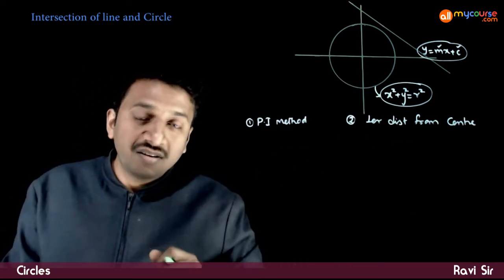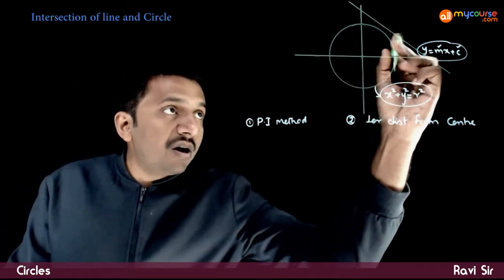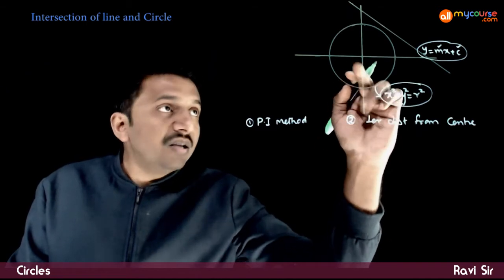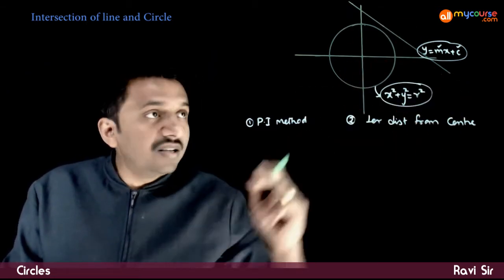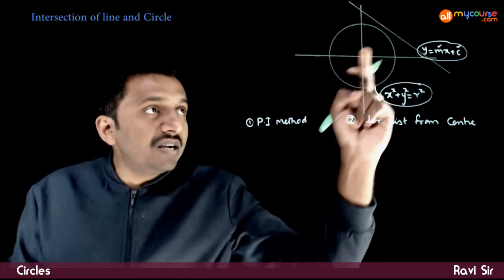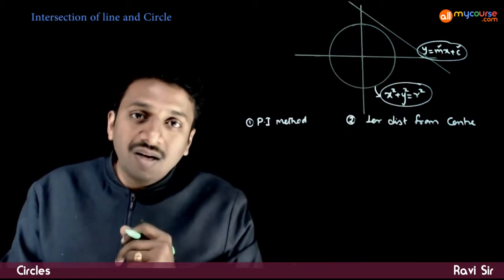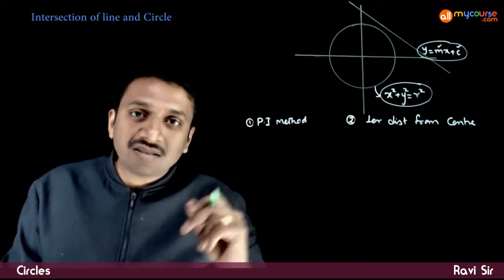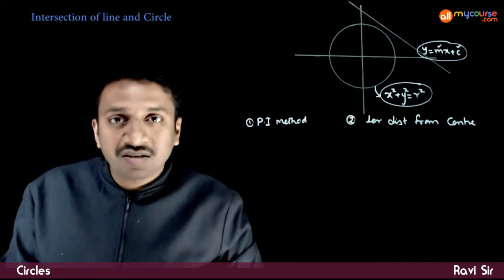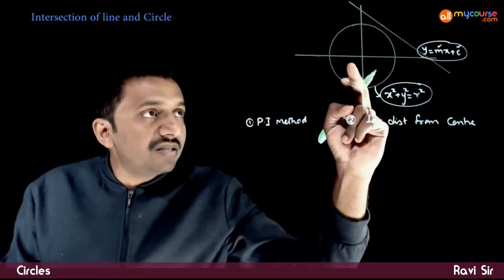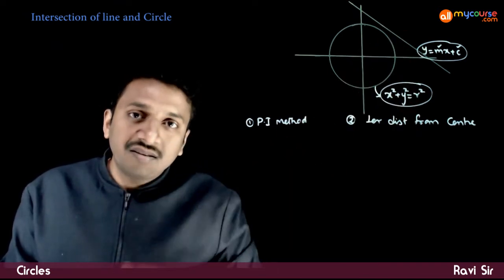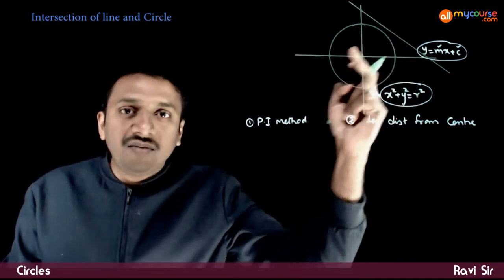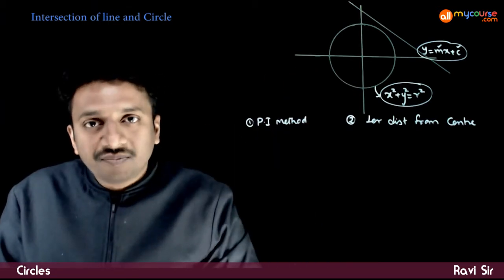In the second method, if the perpendicular distance of this line from the center is more than the radius, then the line does not cut the circle. If the perpendicular distance from the center onto the line is exactly equal to the radius, then the line will be a tangent. If the perpendicular distance from the center onto this line is less than the radius, then the line will be a secant to the circle.